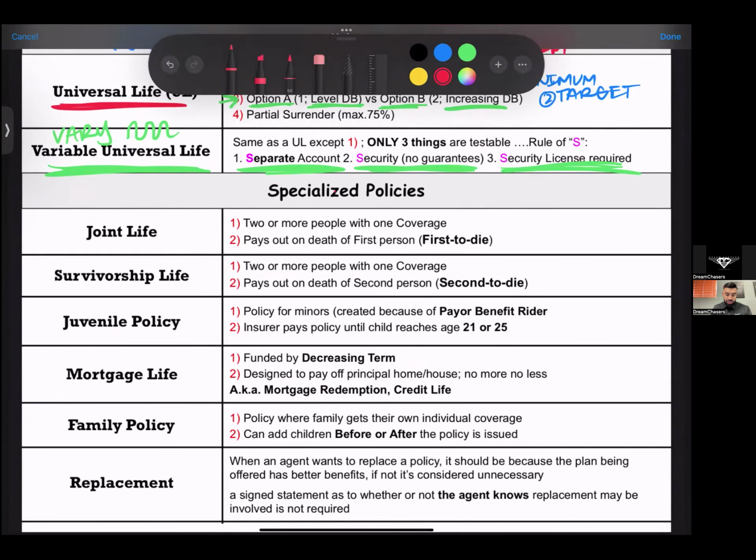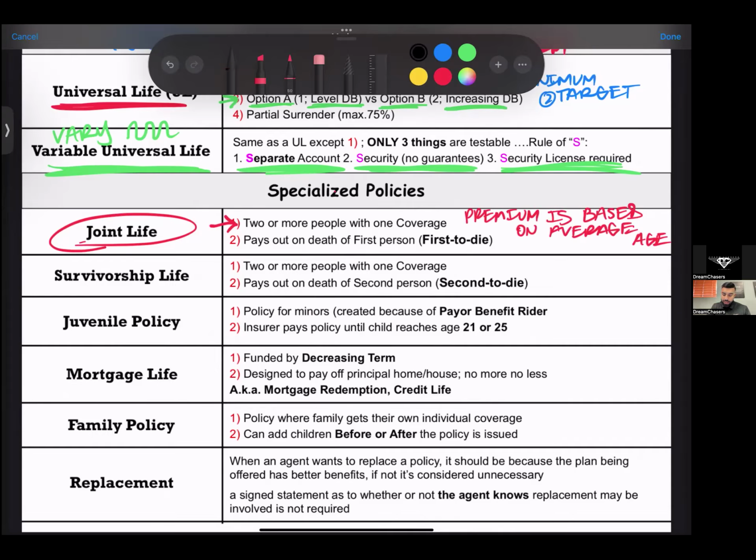So with specialized policies, the first one is what is known as joint life insurance. Joint life has two main points you need to know. Number one, it's two or more people being covered on one policy. Number two, the premium is based on average age. How they calculate the premium is based on both of those individuals' average age.